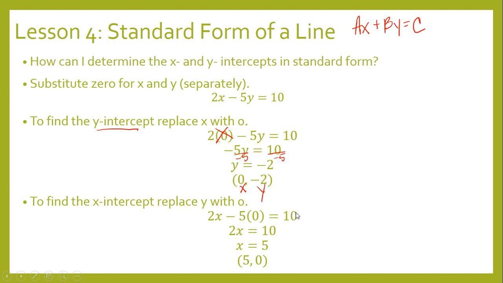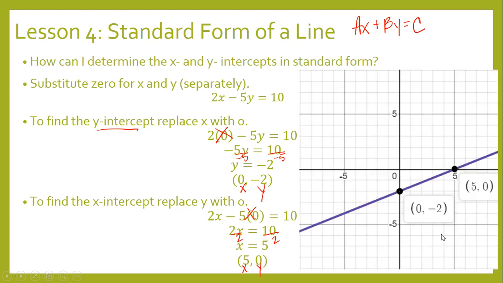Okay, if I want to find the x-intercept, I'm going to replace my y with 0. So 5 times 0 is 0. That cancels out. I bring down my 2x equals 10, and then I divide by 2 to isolate that variable. So my x value is 5, while the y value that I initially substituted was 0.